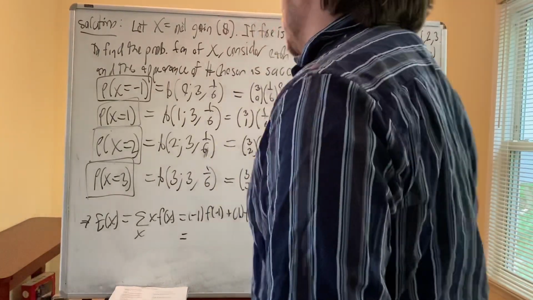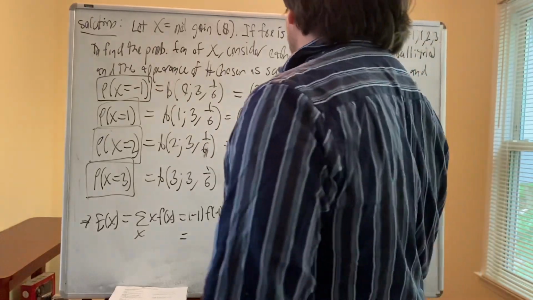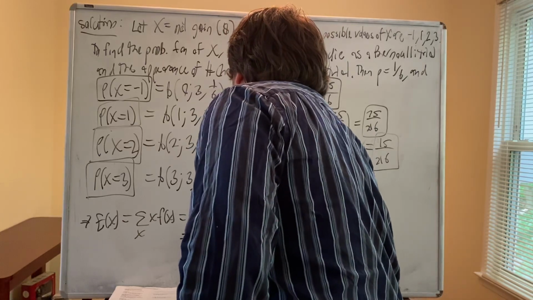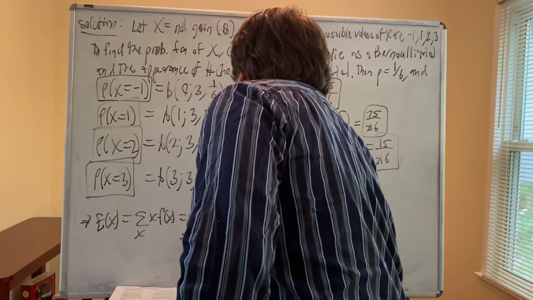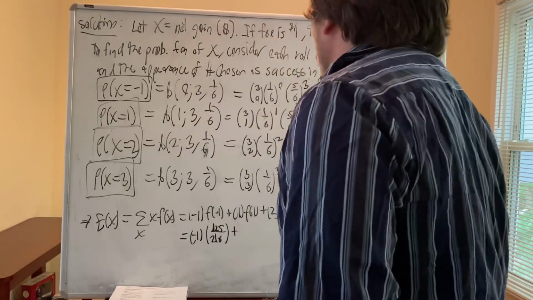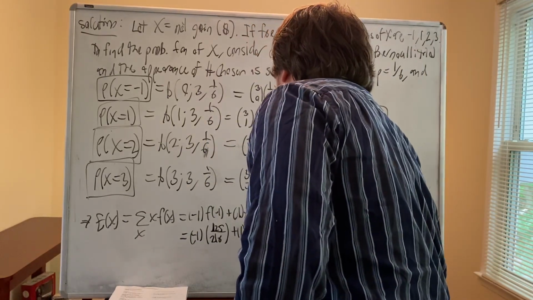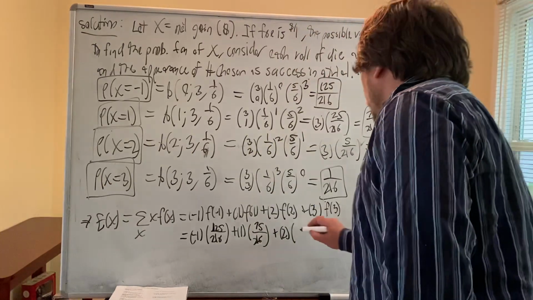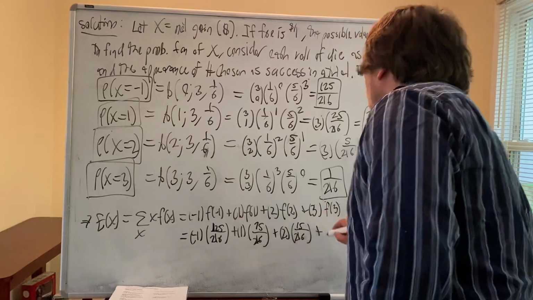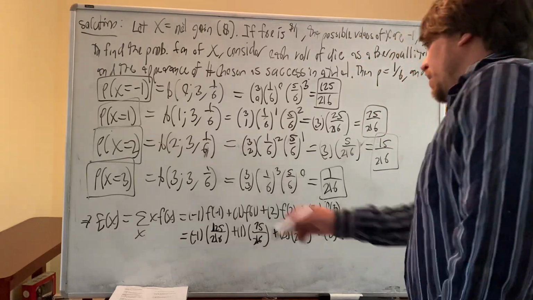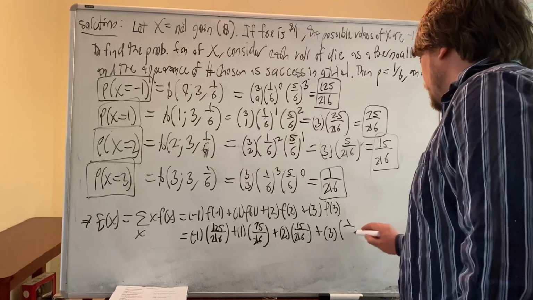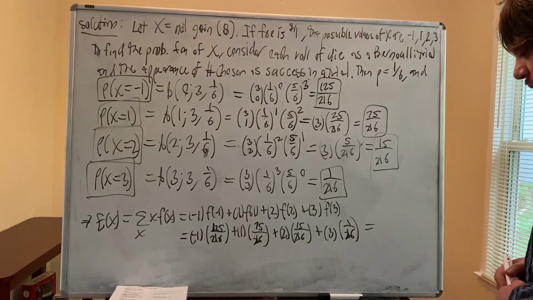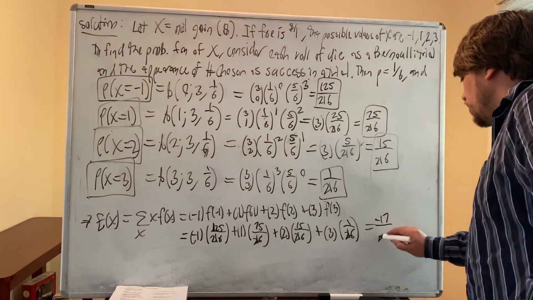So f of -1 is the probability X equals -1, which is 125 over 216. That's -1 times 125 over 216. That's plus 1 times f of 1, which is 1 times 75 over 216. Good. And plus 2 times f of 2, which is 15 over 216. Plus 3 times f of 3, which is 1 over 216. And so you multiply all that and you add it, and what you get is -17 over 216.